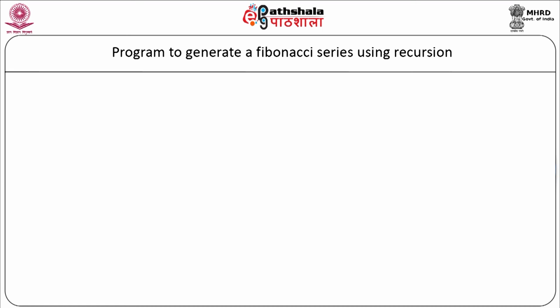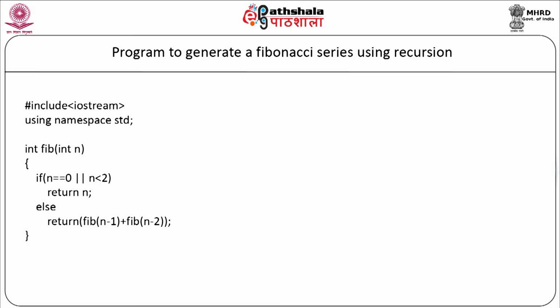Now let us see one more program to generate a Fibonacci series using recursion. We will start with the program #include <iostream>, using namespace std. We will define the function Fibonacci, where the return type is integer, the name of the function is fib, and inside the brackets the parameter is int n. We will start with the body of the function: if n is equal to 0 or n is less than 2, return n, else return fib(n - 1) + fib(n - 2), and our function will end.